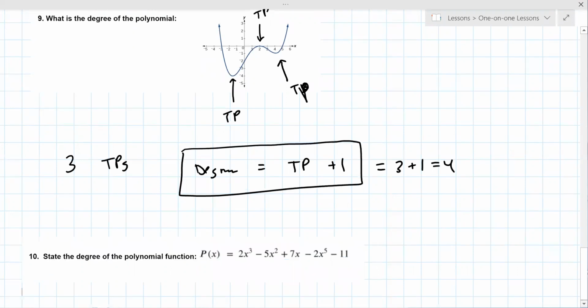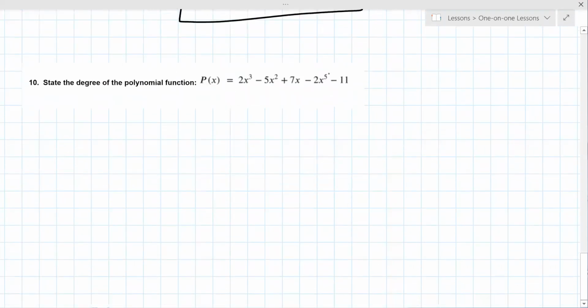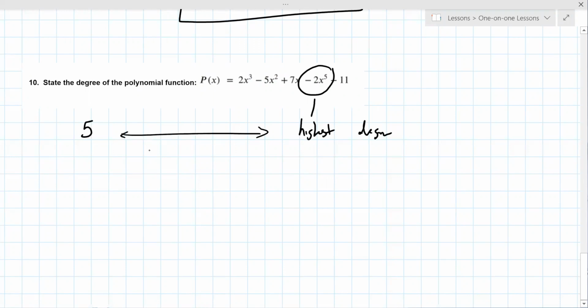State the degree of the polynomial. You have to look for the highest degree term, which is this one, which is the highest degree. It doesn't have to be the first one, though it should be written that way, but it's not. So the degree is 5. It's the exponent. It's just that. That's the whole problem, basically. That's it. Nothing more to do.